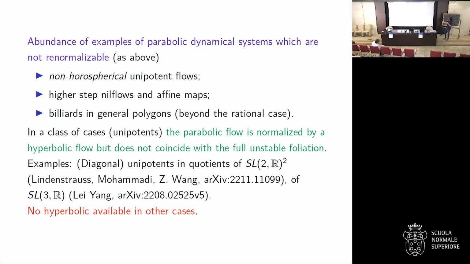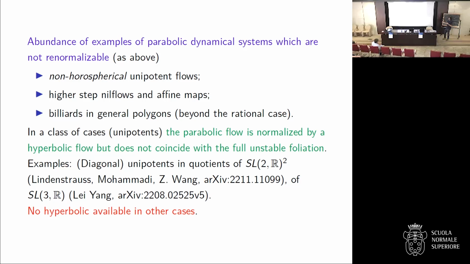So okay, I want to make the case that there is an abundance of dynamical systems which are not renormalizable: all the non-horospherical unipotent flows in quotients of semisimple Lie groups. This is an area often called effective Ratner theory, which is pursued by many people, and there are some very recent results by Lindenstrauss, Ahmadi, Zhang, and Lei Yang in some special cases of non-horospherical unipotent flows.